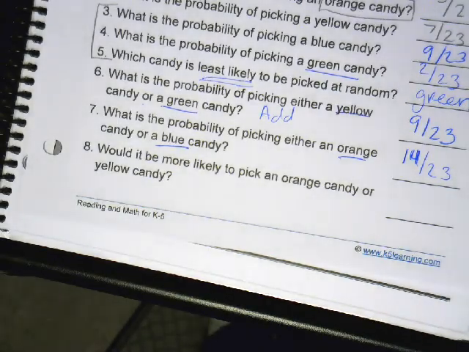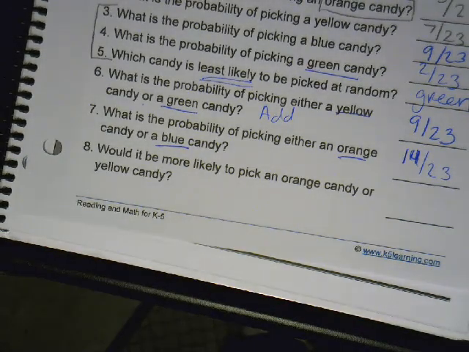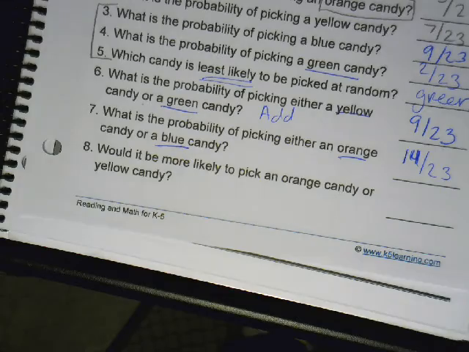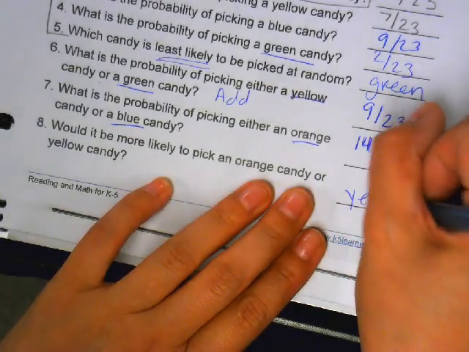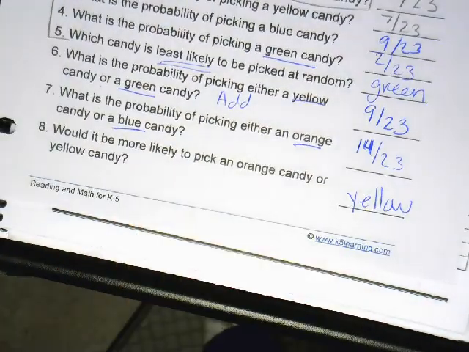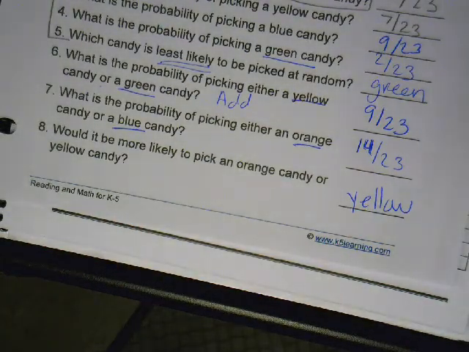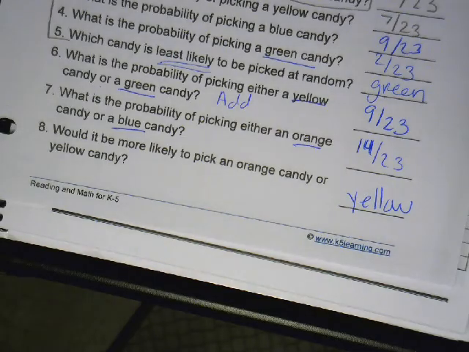And then, would it be more likely to pick orange or yellow? 12 out of 23. Add. The last question, the answer is yellow. Wait. Would you be more likely to pick, not what is the probability? Oh. It says which one would be likely.